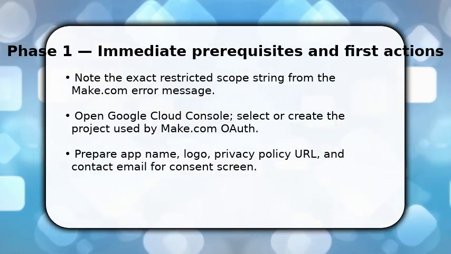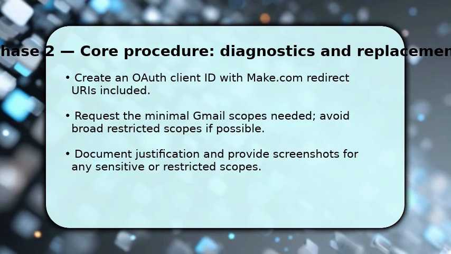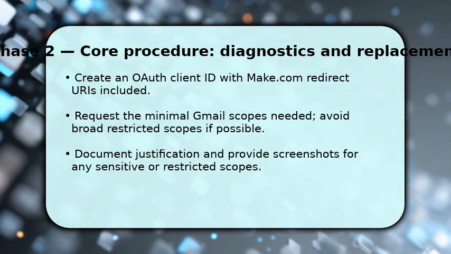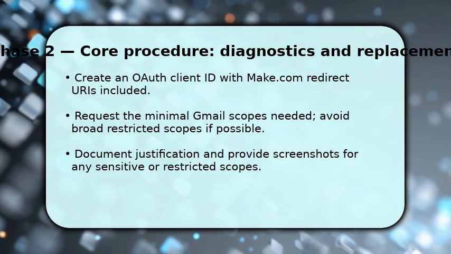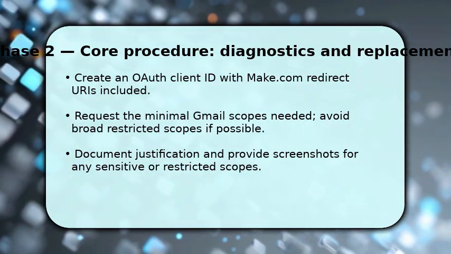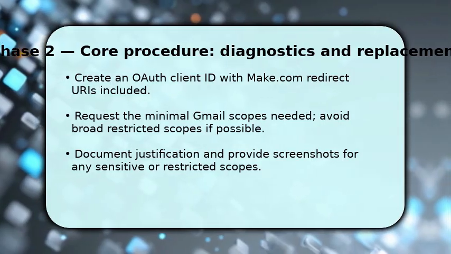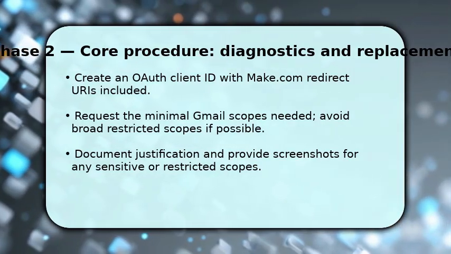Next, create or edit the OAuth client ID and include Make.com's redirect URIs exactly as shown in Make. Once done, request only the minimal Gmail scopes required. For example, prefer send-only scopes over full mailbox read if feasible.